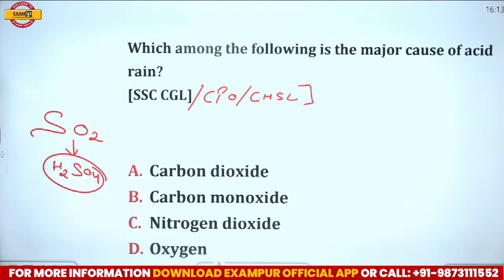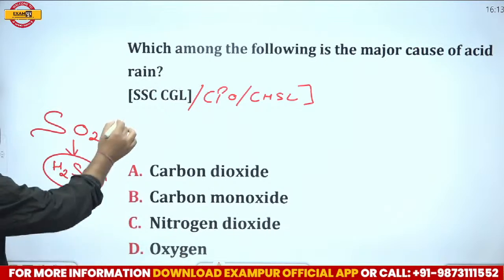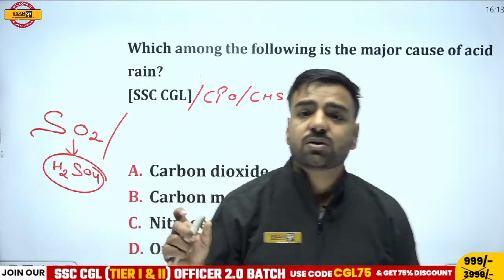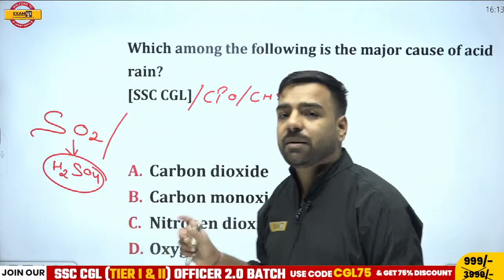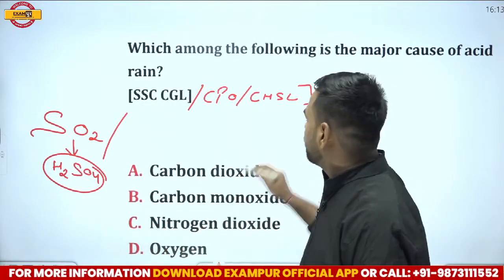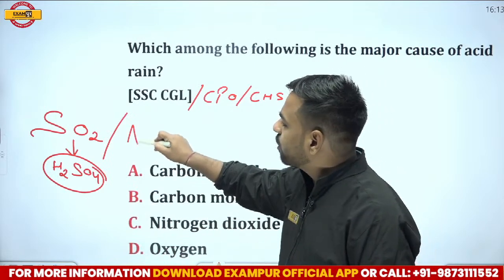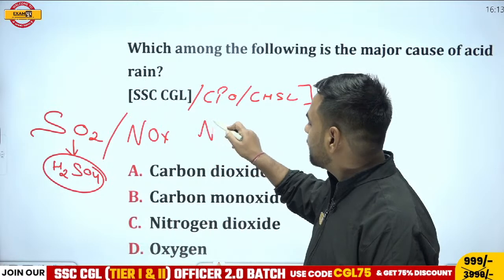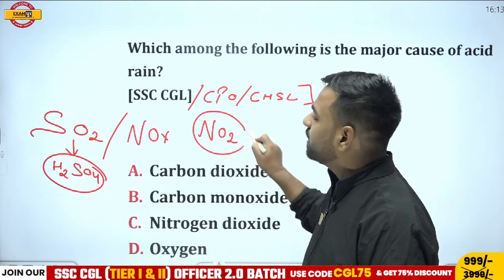That is sulfuric acid. But apart from this gas, one more gas is there. And yes, we have discussed those nitrous oxides. Remember, nitrogen oxides. So if I talk about other gases, here you can talk about NOx. If I talk about this NO2, it is going to become nitrogen dioxide.